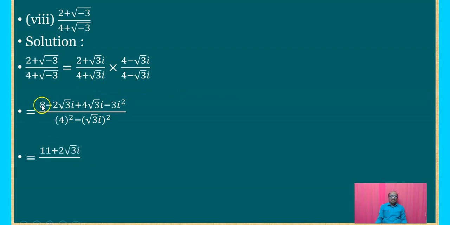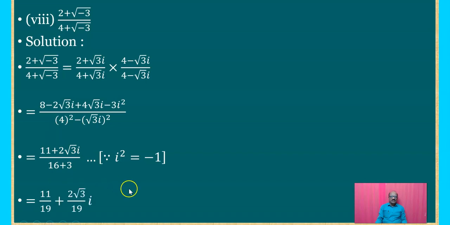Here is 8, and 3i square is minus 1, and that minus and minus will become plus. 3 plus 8 is 11. Next is minus 2 root 3i plus 4 root 3i, then you will get 2 root 3i. 16 plus 3, that is 19. And therefore 11 upon 19 plus 2 root 3i upon 19.